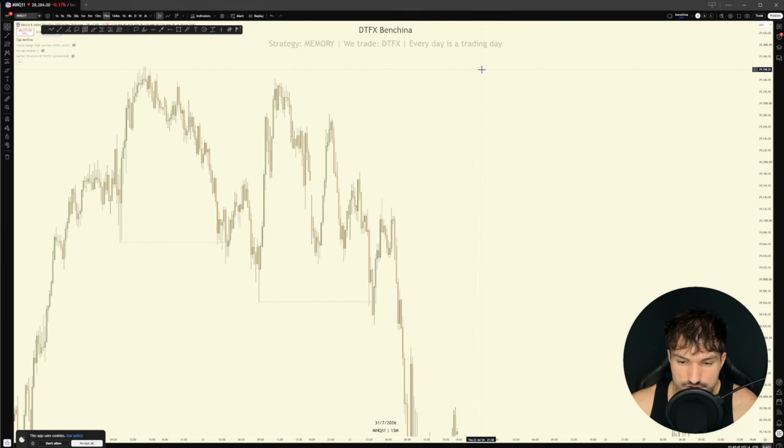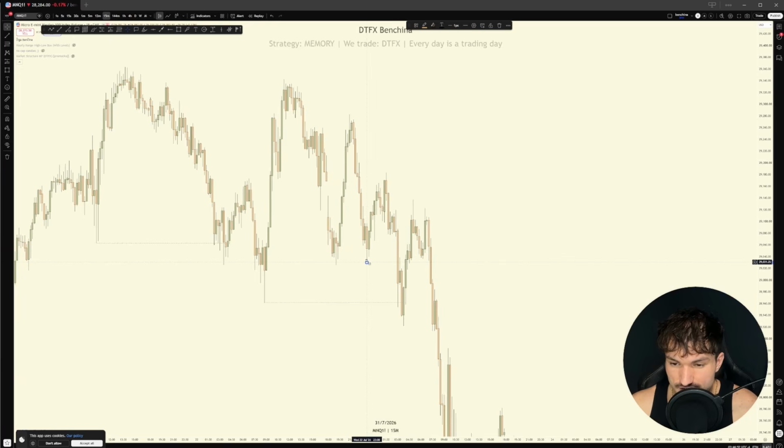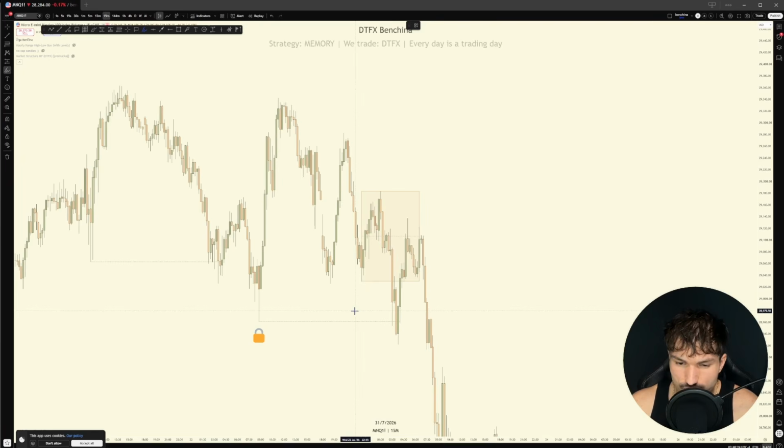Now to get to the most important part, what actually is an SNDR? For me, the SNDR means the zone responsible for the break and close below a protected low or above a protected high. Not a random candle, not the closest zone just because it looks nice. The zone has to be responsible for the break. And as I said, I need a body closure below that swing high or low for the break to be valid.